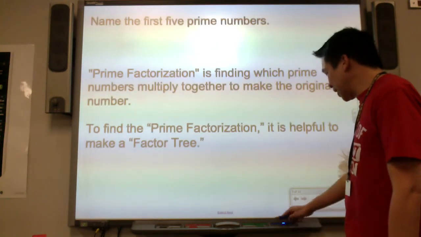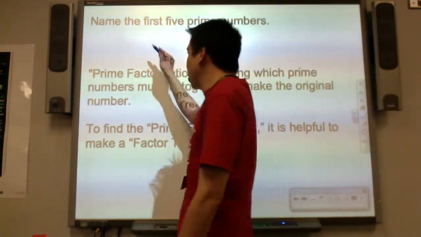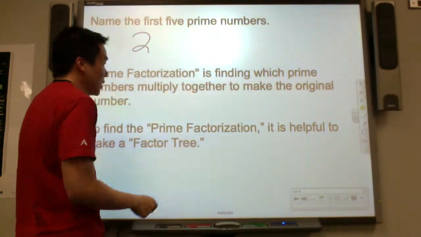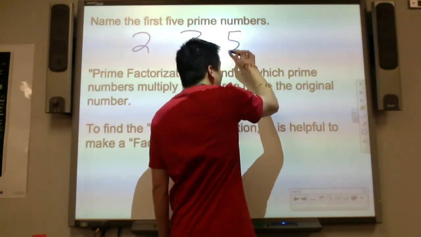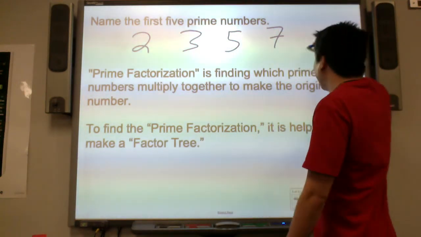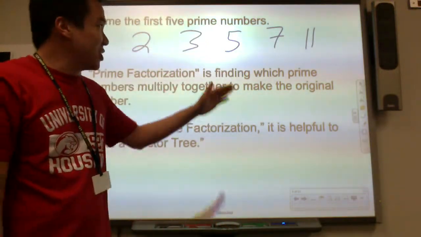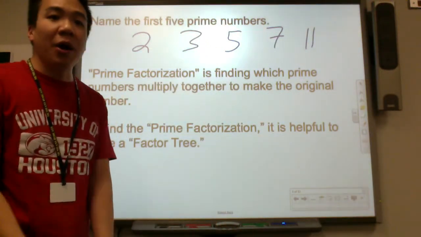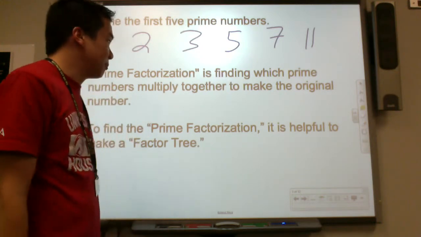Looking at the next screen, name the first 5 prime numbers. Well, 2 is the first prime number, 2 times 1. 3 is the next one, 3 times 1. 5 is the next one, 5 times 1. 7 is the next one, 7 times 1. Skip 9, 11, 11 times 1. When you make prime factorization or factor trees, these are the prime numbers that you're most likely going to use. So that's why I always tell kids to memorize them. 2, 3, 5, 7, 11.